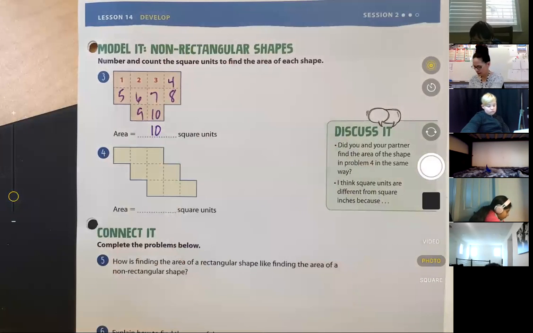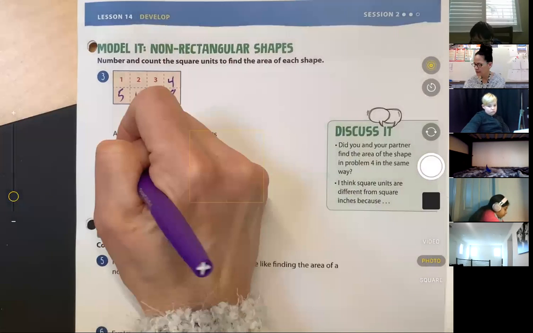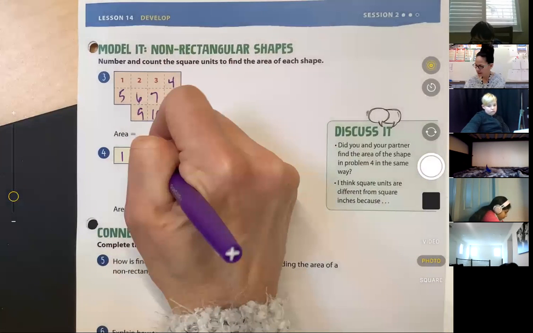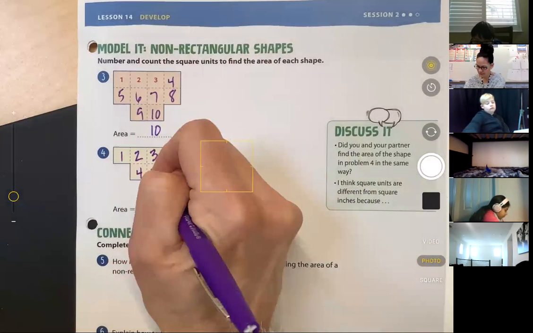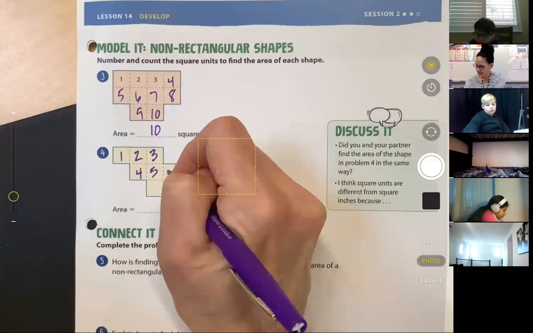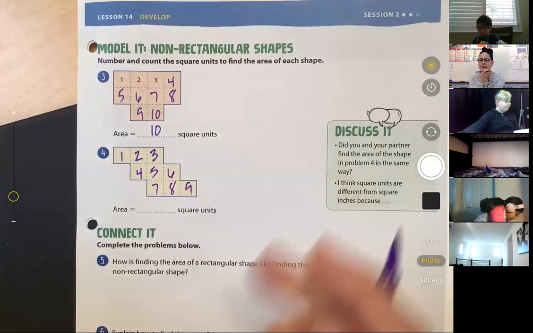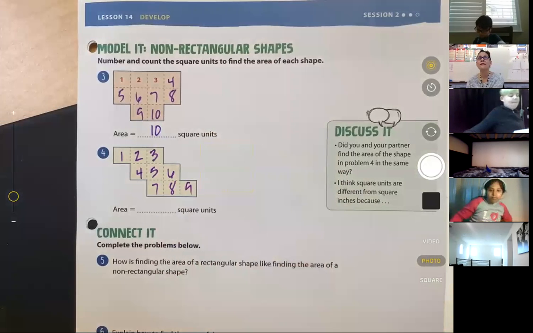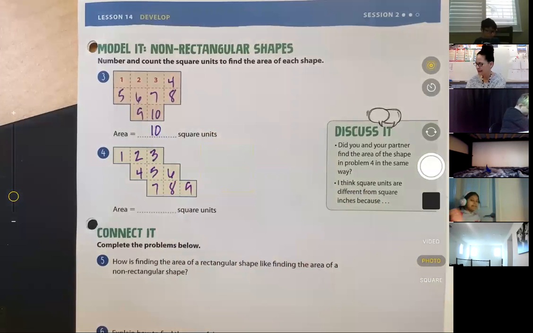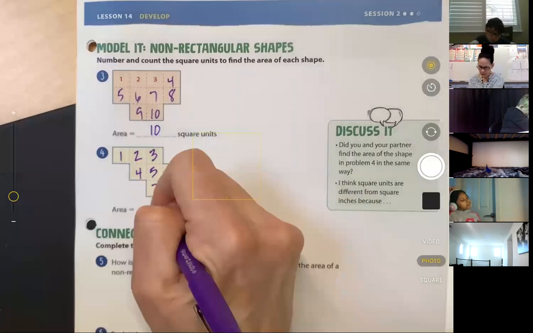Can we do this also in number 4? Of course we can. Here we go. 1, 2, 3, 4, 5, 6, 7, 8, and 9. So of course the area of this non-rectangular shape is 9 square units.